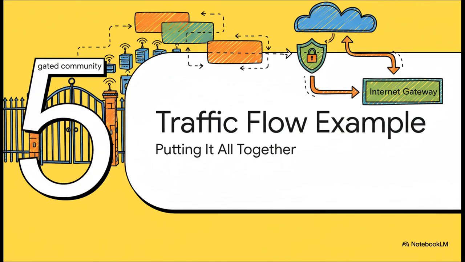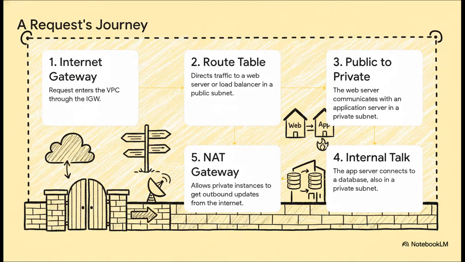Okay, time for the grand tour. We've seen all the individual pieces. Now, let's put it all together and see how they work in perfect harmony by following a single user's request from the internet all the way to a secure database and back. So let's follow the data. A user clicks a button. That request first hits our main gate, the Internet Gateway. Instantly, the public subnet's route table, its GPS, directs that traffic over to our web server.